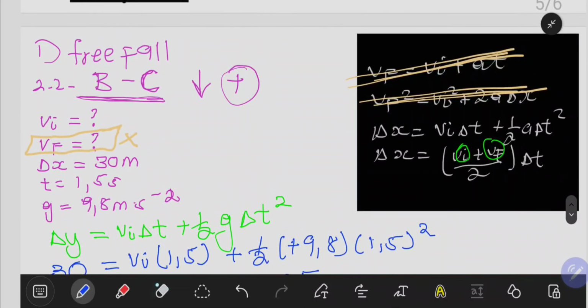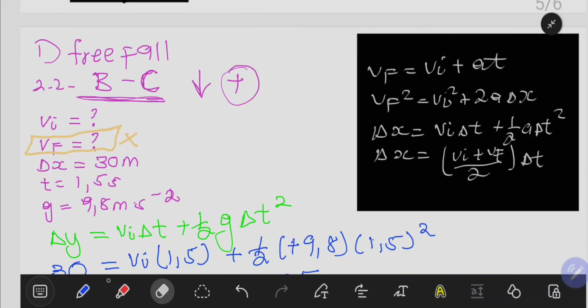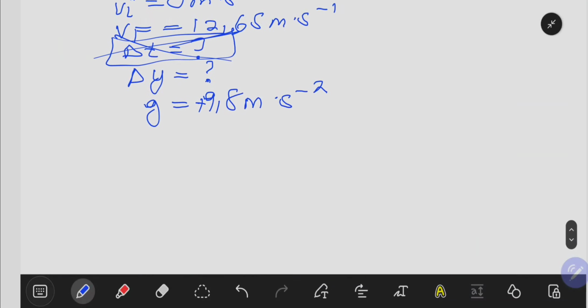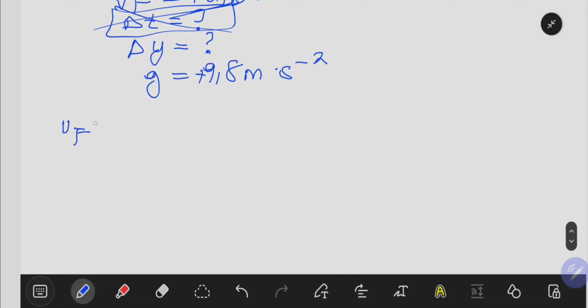From our formulas, we have v initial and v final. We don't have time, so the first formula goes away, and the third formula won't work, obviously, because we don't have time. Even this one, we don't have time, so the relevant one is the second one. So we have v final squared equals v initial squared plus 2 multiplied by the gravitational acceleration multiplied by the change in displacement.